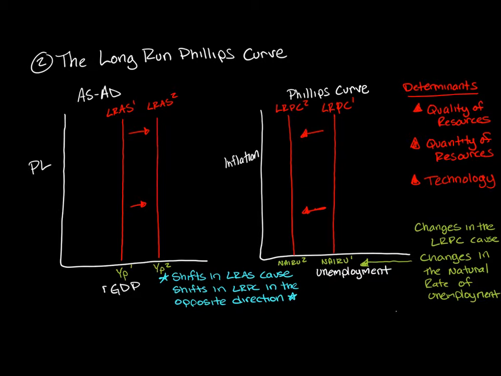And on the Phillips curve, since we've got the unemployment rate on the x-axis, the point where the long-run Phillips curve intersects with the x-axis is basically the full employment rate of unemployment. And you may recall from Unit 2 that the full employment rate of unemployment is also known as the natural rate of unemployment, which is essentially the sum of structural unemployment and frictional unemployment in the economy.